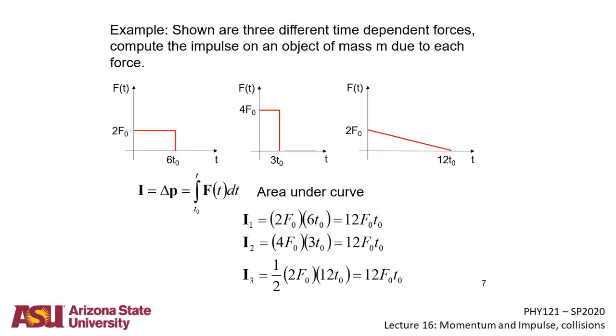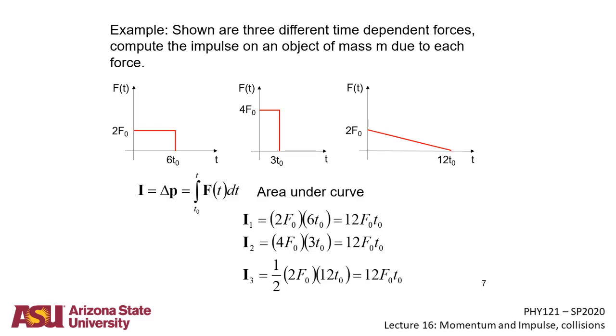So let's see three different time-dependent forces, and we want to compute the impulse on an object of mass m due to each force, right? So you should recognize that the impulse is the integral of the force over time, and this is related to the area under the curve, right? So feel free to pause the video, work this out yourself. I have the answers underneath, but you should be able to just quickly work through this yourself. So pause for a second, and when you come back, I'll go over how to think about this.